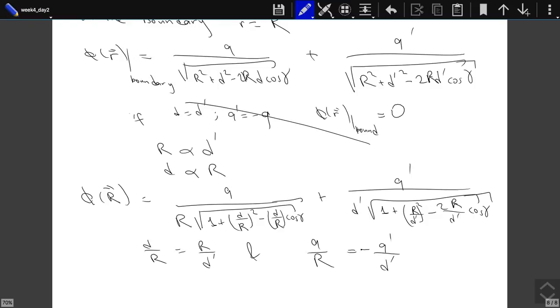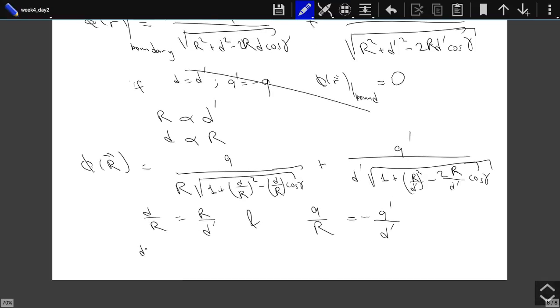Well, let's see. This tells me that d prime is equal to r squared over d, which is, by the way, equal to r times r over d. R over d is less than 1, so this is less than 1. So we have determined what d prime is. And q prime is d prime over r times q. Well, d prime over r is r over d, times q, with a minus sign.